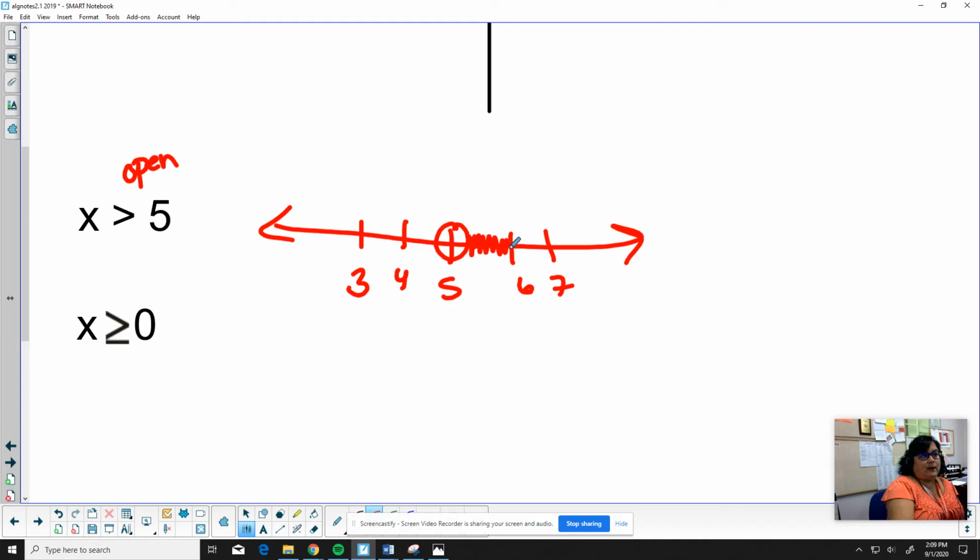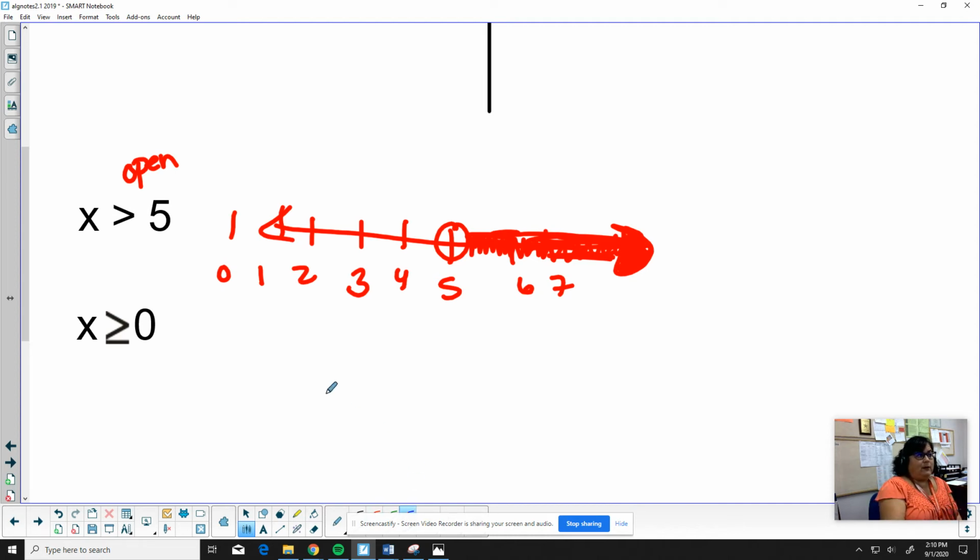So I shade to the right, and I color in the arrow showing that the solutions go all the way to infinity. So you can tell by the picture what's a part of the solution set. So 6 is, 7 is, 8, 9, 10, a million is. But 5 is not because it's open. 4 and 3 are not. 2 isn't. 1 isn't. 0 isn't. None of these are a part of the solution because they're not in the shading.